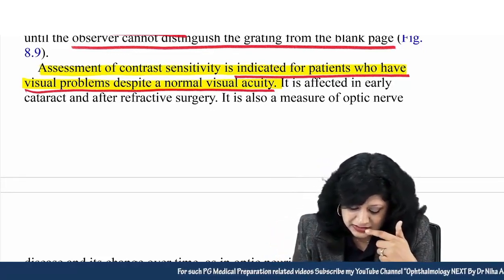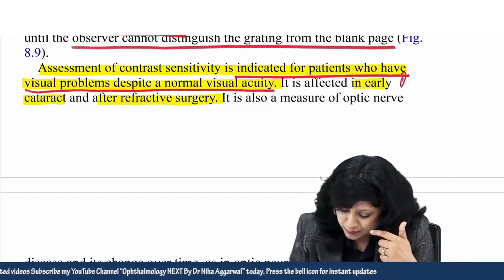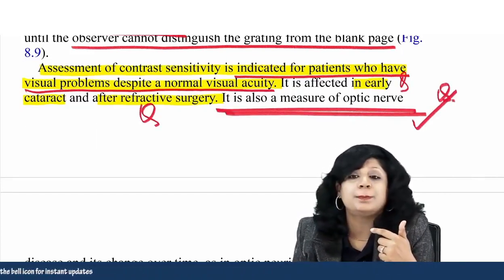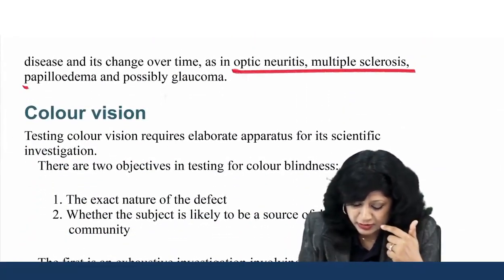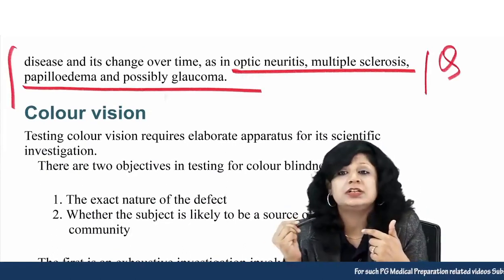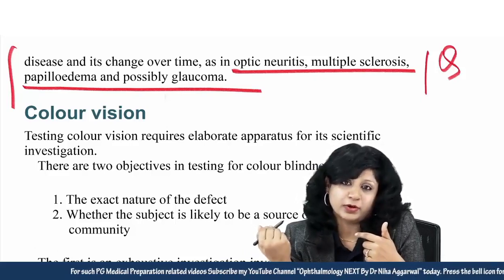It is affected in early cataract and after the refractive surgery also, again important things. And a very important thing is that it is a measure of the optic nerve disease, and it is changing in optic neuritis, multiple sclerosis, papilledema and glaucoma. So whenever we are talking about the diseases of the optic nerve, there also your contrast sensitivity becomes important.